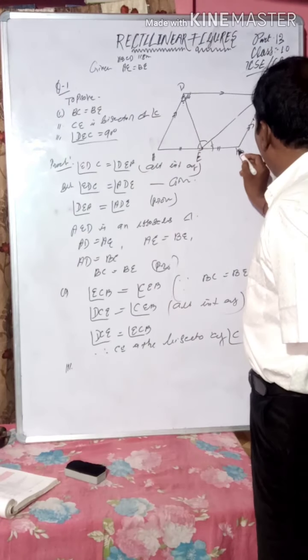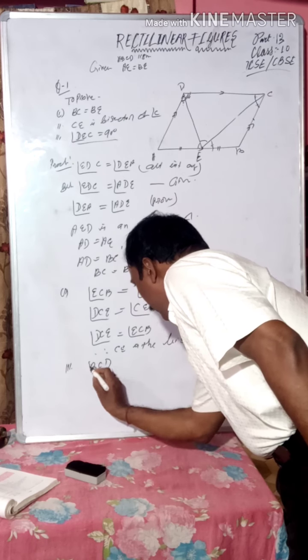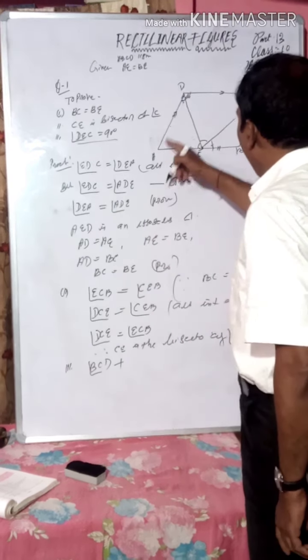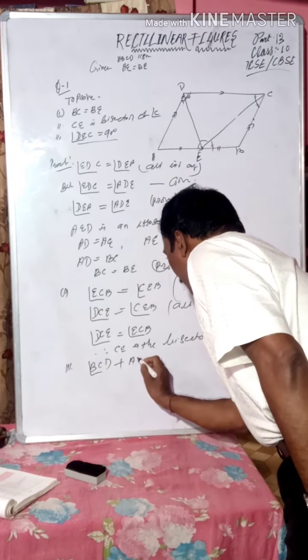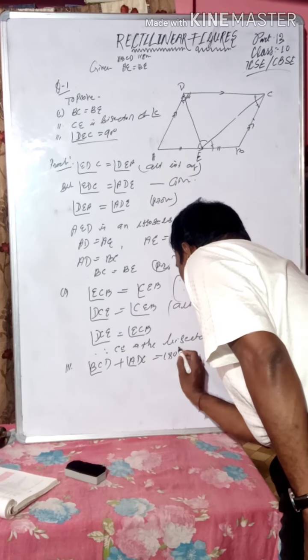So angle BCD plus angle ADC is equal to 180 degrees. What is the cause?